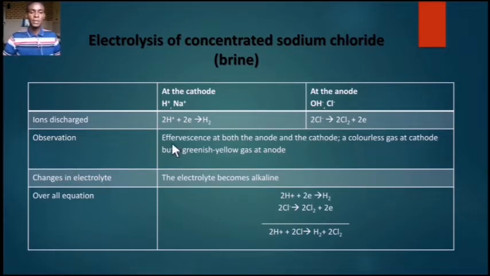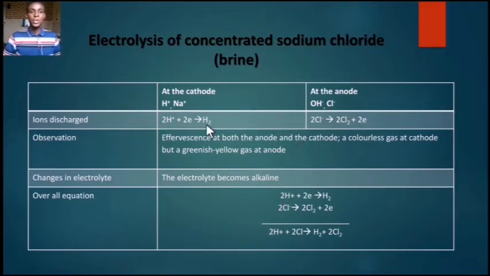So, changes in electrolyte. Since we are removing hydrogen and chlorine, just imagine canceling out hydrogen from here and canceling out chloride ion from here. What you have is sodium ion and hydroxide ion. What does that mean? It means that the changes in the electrolyte, your electrolyte becomes alkaline, which is the formation of sodium hydroxide. You could say that this is one method for preparing sodium hydroxide electrolytically.